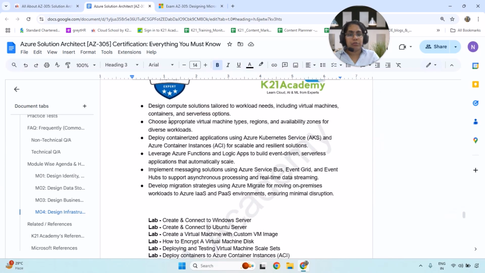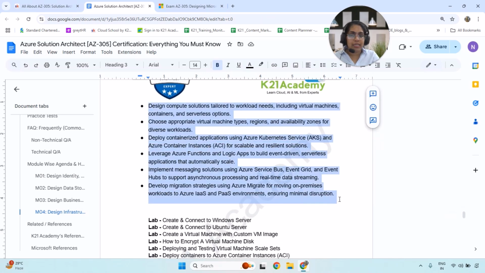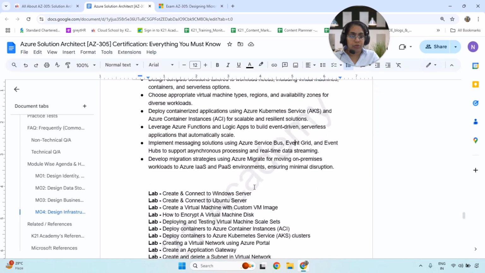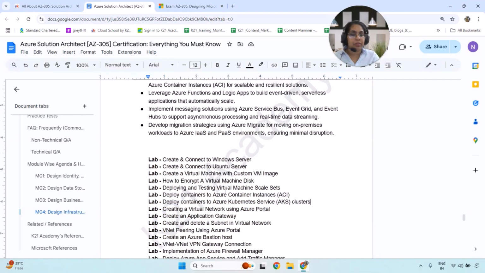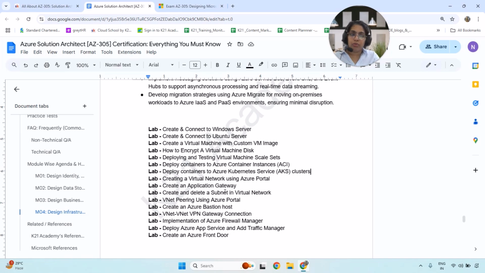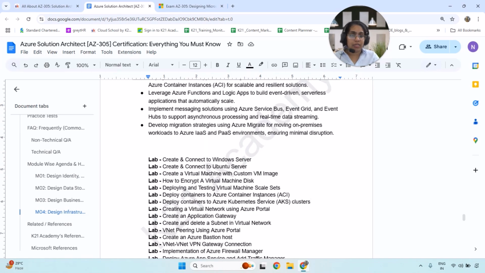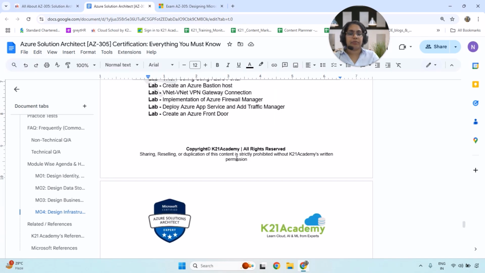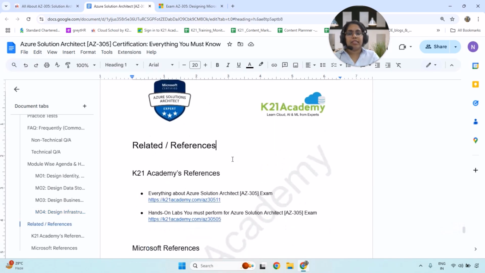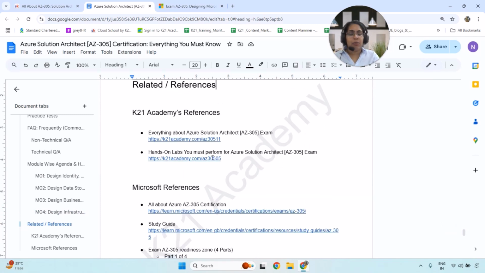So moving to the next part, as I said, this is related to references. What it means is we have included 2 reference links for ease of use for all of you. So what does that mean? We have K21 Academy's reference links, which means that whenever you're preparing for the certification, you want to check something, you want to get more knowledge, we have added a link for this. This is a link for everything about Azure certification, which you can navigate through.